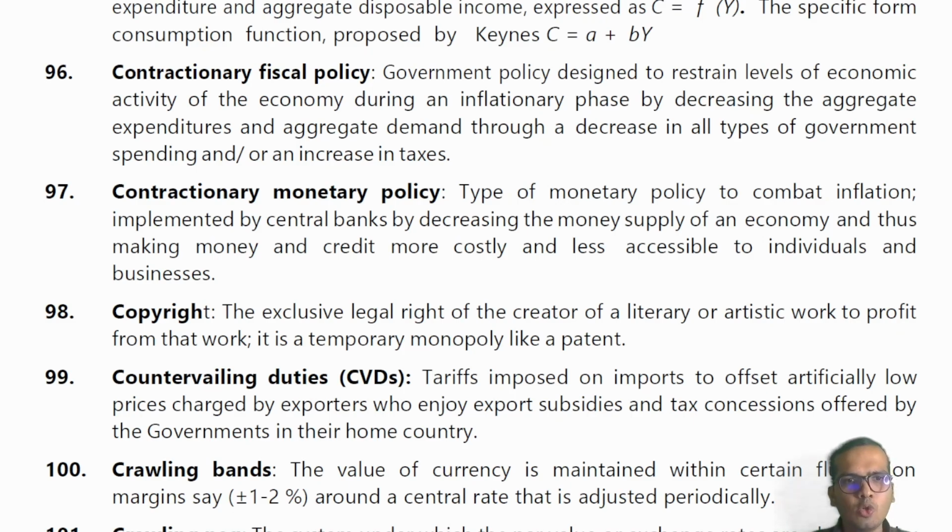Then comes number 98, copyright, the exclusive legal right of the creator of a literary or artistic work to profit from the work. It is a temporary monopoly like a patent. Then comes number 99, countervailing duties, CVDs. So tariffs imposed on imports to offset artificially lowered prices charged by exporters who enjoy export subsidies and concessions offered by the governments in their home countries.